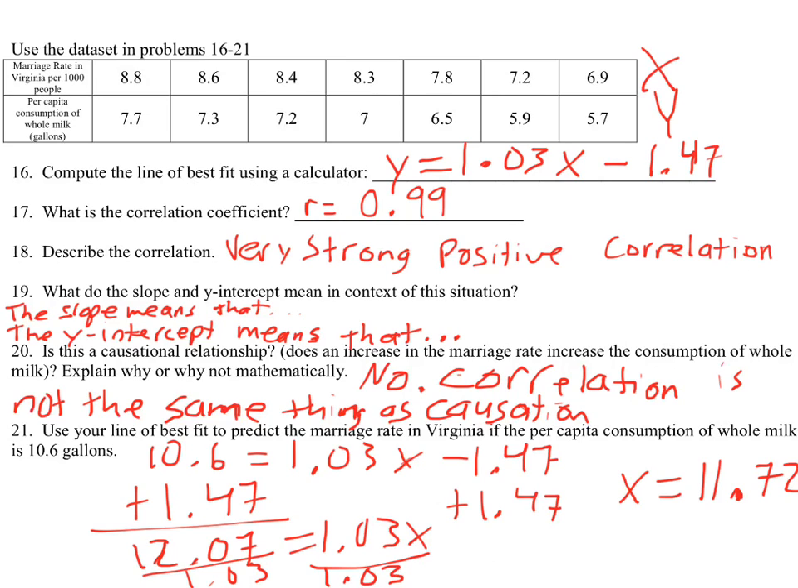Describe the correlation. This is a very strong positive correlation. 0.99 is about as strong as you can get, except for being actually 1, which is almost impossible with real data. That brings us to 19.